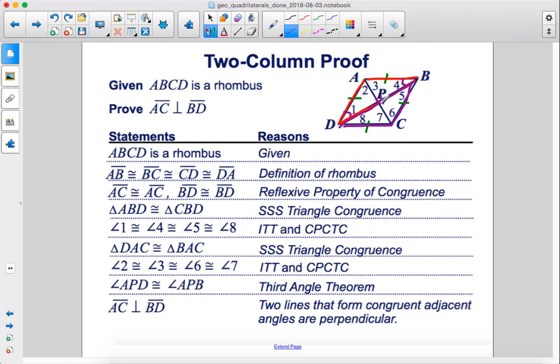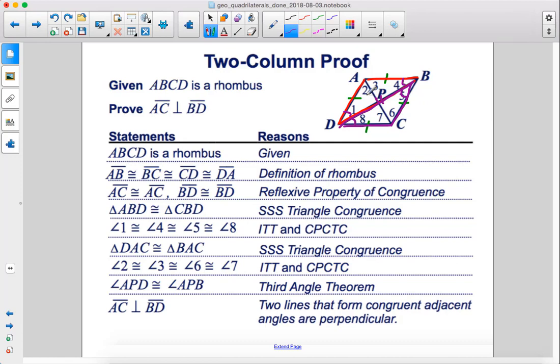Now, because of the isosceles triangle theorem, we know that angle 1 is congruent to angle 4, since this is an isosceles triangle, since these two sides are congruent. The base angles are also congruent, and they're also congruent with these angles here. And because corresponding parts of congruent triangles are congruent.